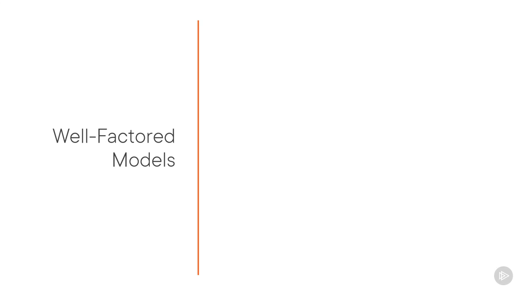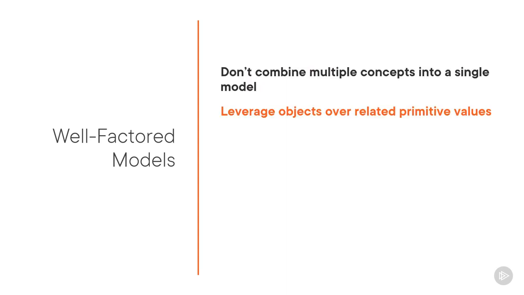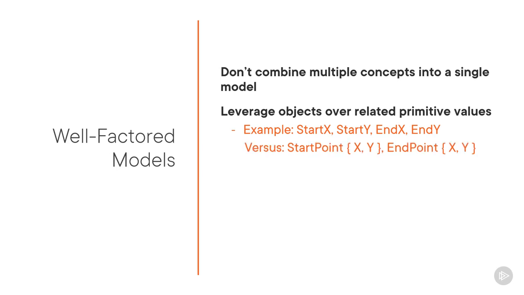Well-factored models avoid mixing too many concepts in a single representation or resource. Instead, large concepts are separated into distinct resources. When a resource includes several closely related primitive-typed fields, it often makes sense to leverage objects for these. For instance, a line segment might need 4 values to represent its start and end points. These could be 4 separate primitive fields at the root level, or there could be 2 point objects, each with an X and a Y field.